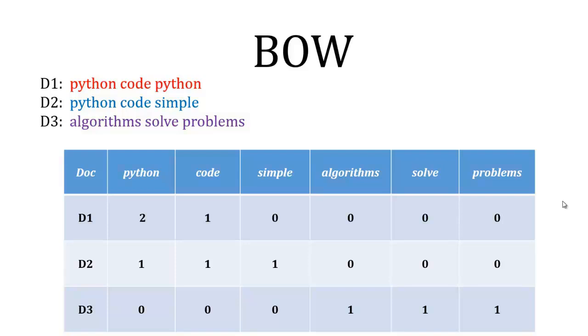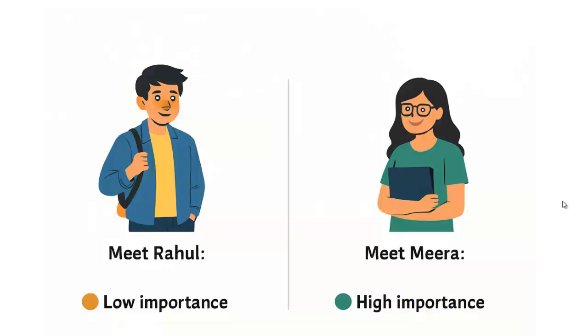Let's take a very simple example to understand TF-IDF. So we have two students, Rahul and Meera, right? Now imagine you are in a college and you meet many people. Let's say you meet Rahul. Rahul is everywhere in all classes, all clubs, all events, and all WhatsApp groups. He talks to everyone. So you can see, because he is so common, he does not help you identify a specific group. So we can say low importance.